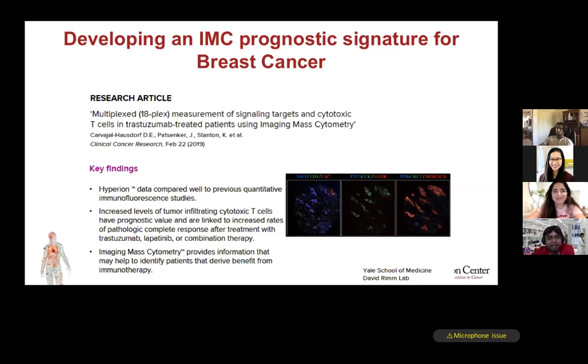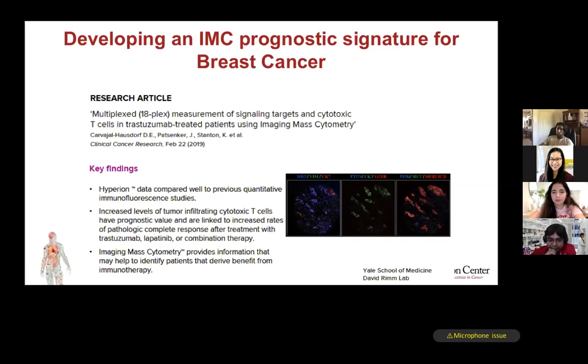So this article is about multiplexed 18-plex measurement of signaling targets and cytotoxic T cells in trastuzumab-treated patients using imaging mass cytometry. So they used 18 different antibodies. The first thing they have to show, since it's a new technology, is that it works exactly like your gold standard immunofluorescence. So they showed that, okay, it looks exactly like what you see in IF.